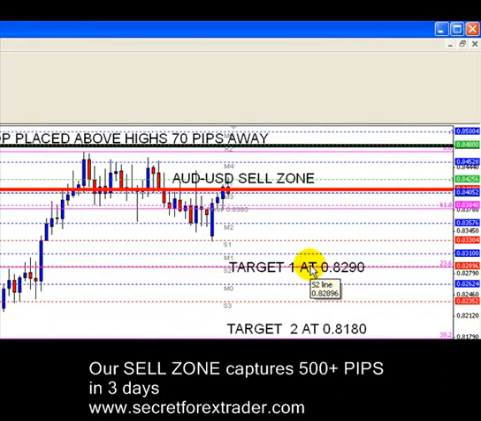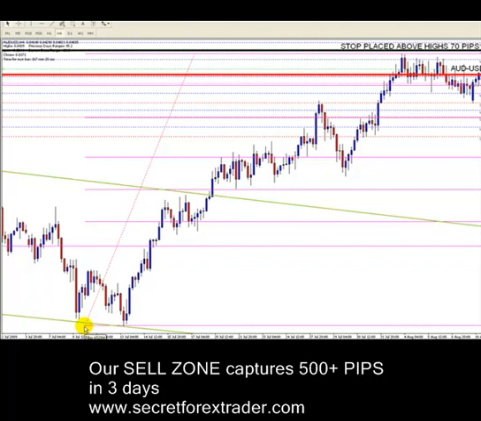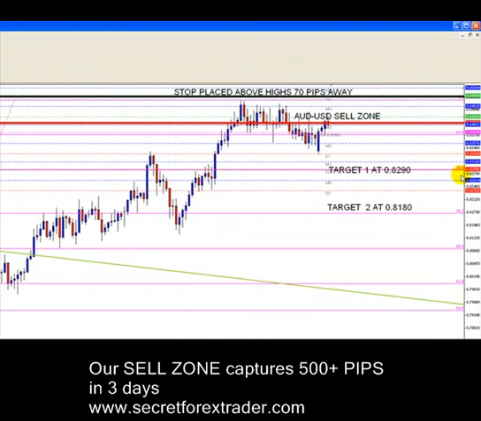Okay, we're looking at a sell zone on the Australian versus the US dollar. We actually had this information quite a while ago, 3 or 4 days ago. The price action has just simply stalled, but we're confident the move is going to start taking place, so we're filming this trade. We've placed our stop 70 pips away, which is above the recent highs.